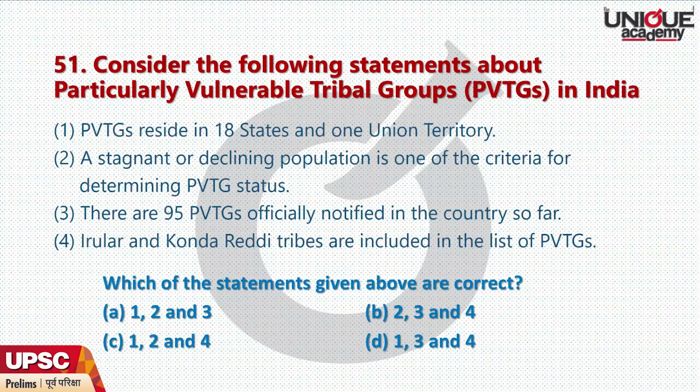If you are able to eliminate one statement, and if you know there are only 75 PVTGs that have been officially declared, then all the other statements will automatically be correct.